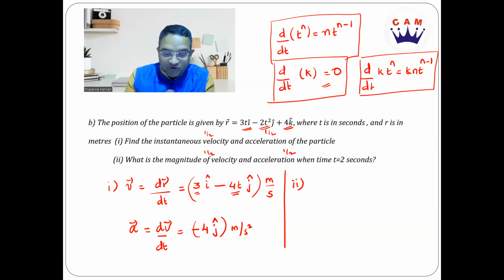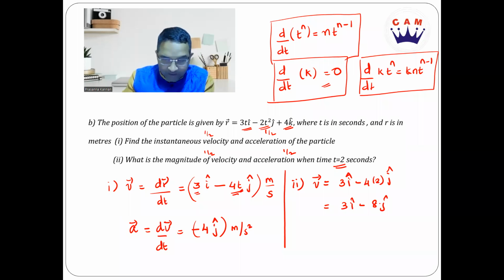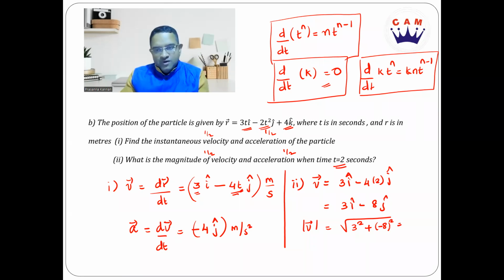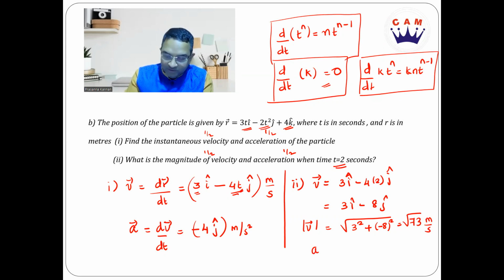Now, second part, we are interested in finding the magnitude. So now t is equal to 2 seconds. Wherever t is there, you should substitute 2. So it is 3i minus 4 into 2j cap. That will be 3i minus 8j cap. That will be your vector. But the magnitude will be root of a square plus b square. So 3 square plus minus 8 the whole square, 9 plus 64, that will be root 73. You can leave it like that, in meter per second.